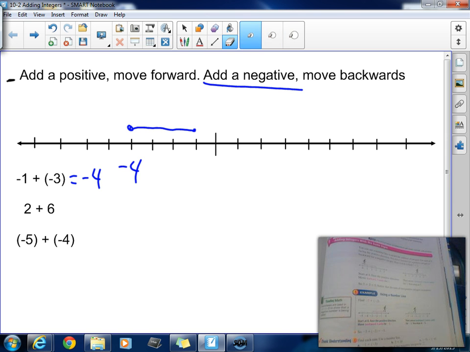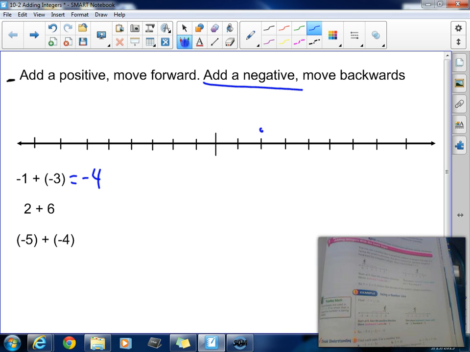All right, next one. Let me erase this really quickly. There we go. Next one: 2 plus 6. Now, I threw this one in there just because we can get a little confused and mess up the easy ones. So all we're doing here, look at 2, and when I add a positive, I move forward. So I'm going to be moving this way. Add 6: 2, 3, 4, 5, 6, 7, 8, and there we have it. So 2 plus 6 equals 8. I added a positive and then moved forward.